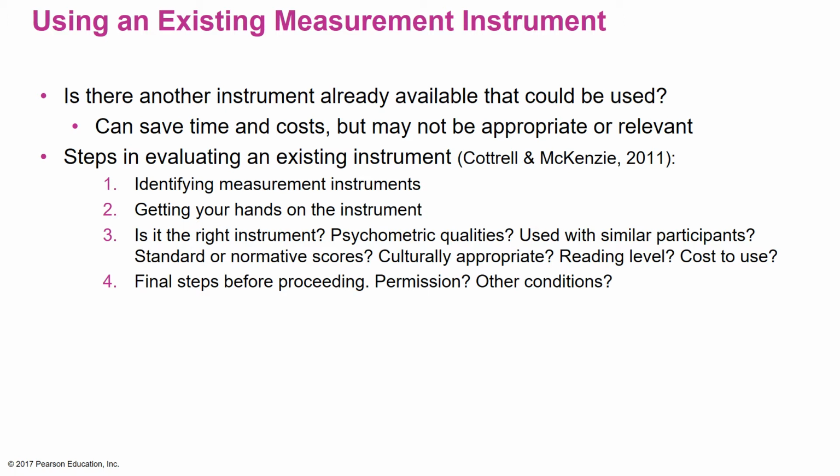Number three, is it the right instrument? Psychometric quality, used with similar participants, standard or normative scores, culturally appropriate. Right, you're just going to see that, okay, I've selected this existing instrument. How well does it meet my particular needs? You may not find a single instrument that matches up to all your needs. You may have to look for additional existing instruments to supplement what you're trying to do with your particular study. And then final steps before proceeding: permission, other conditions.